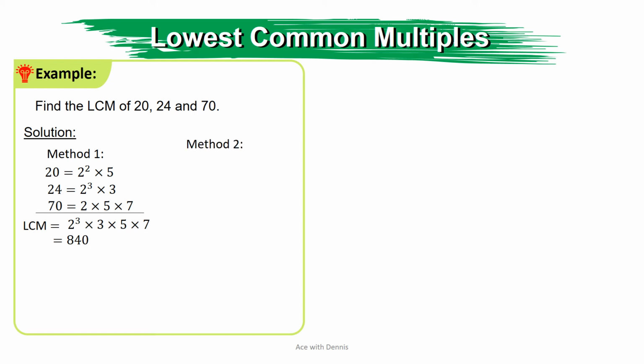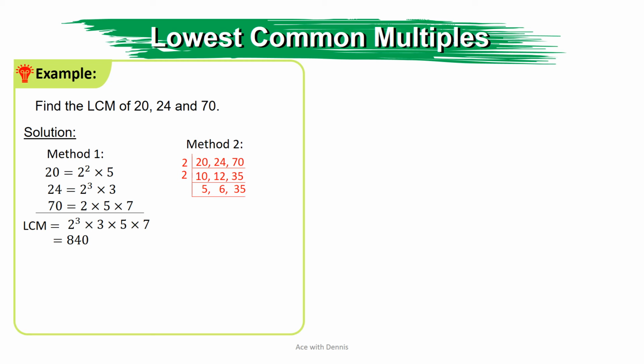We can also use method 2 to find the LCM, which is 20, 24, and 70. They are divisible by 2. We get 10, 12, 35. So these three numbers don't have a common divisor, so we just try to divide by 2 first. For 10 divided by 2, we get 5. 12 divided by 2, we get 6. 35 is not divisible by 2, so we will just copy down the value.